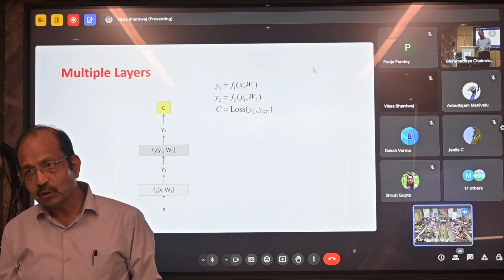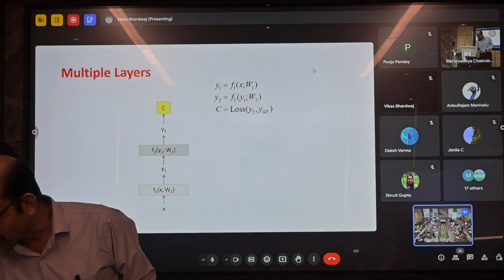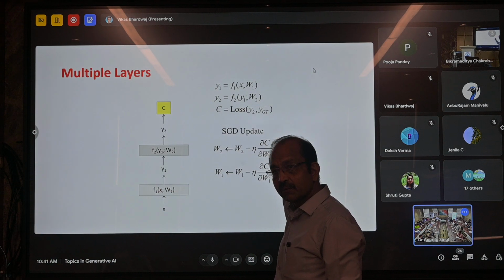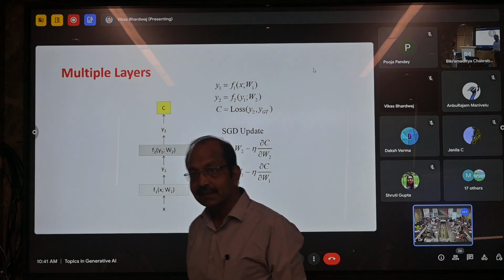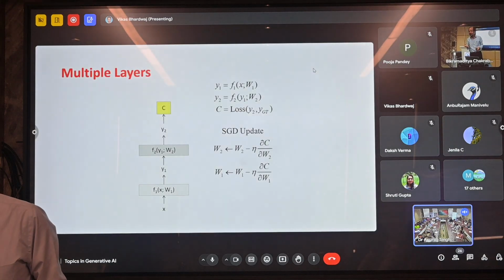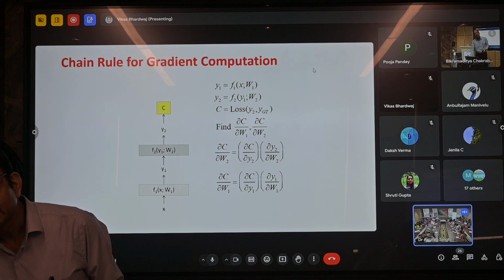So how will you be able to find out the weights? You have to change W1 and W2. So W2 will be changed like this, and W1 will be changed like this. But again, C is not directly a function of W1, and C is not directly a function of W2. So you have to solve it using the chain rule.